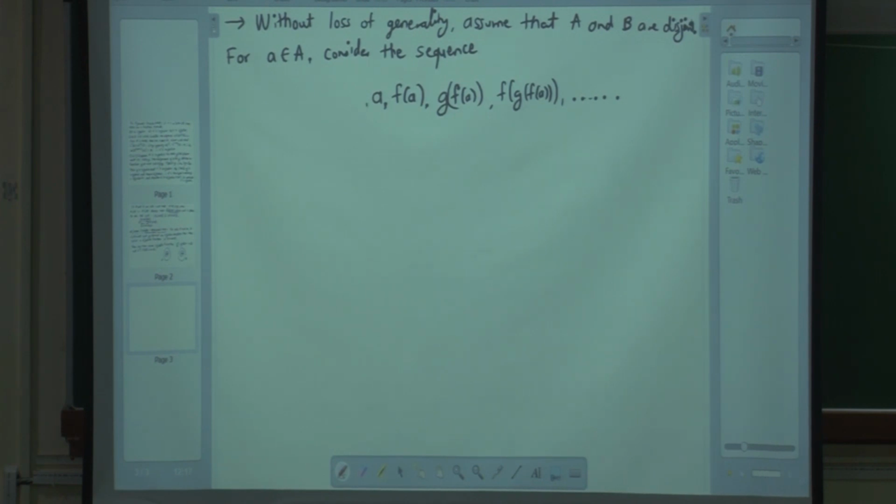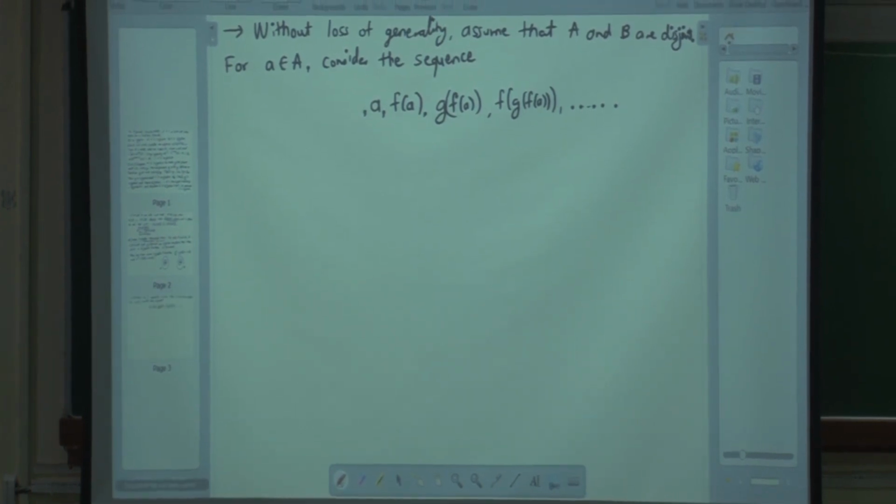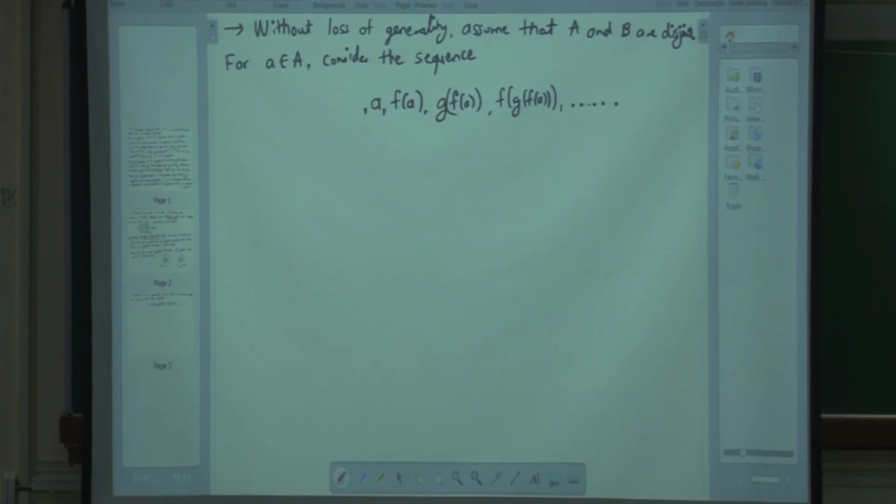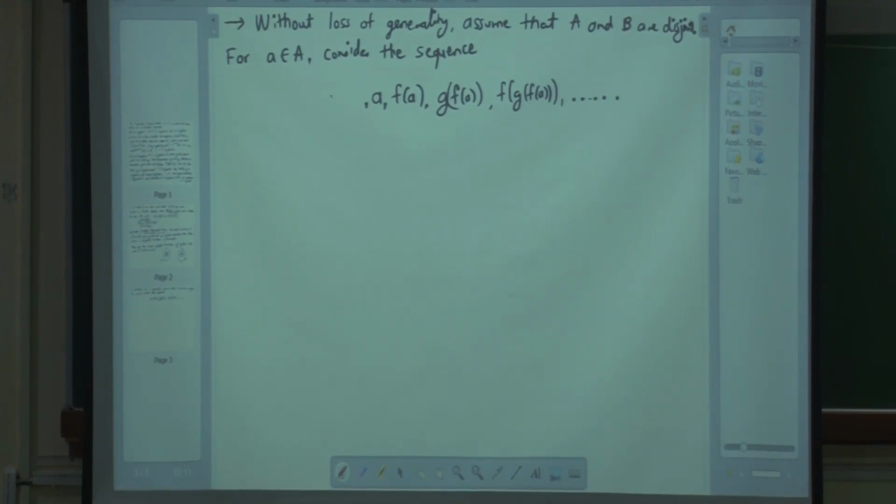Maybe the sequence will also continue backwards. If a itself is in the image of G, then I can also consider G inverse of a. Then if G inverse of a is in the image of F, we can consider F inverse of G inverse of a, and so on. So this is potentially a doubly infinite sequence. On both sides we are doing this. Okay, so there are three possibilities.